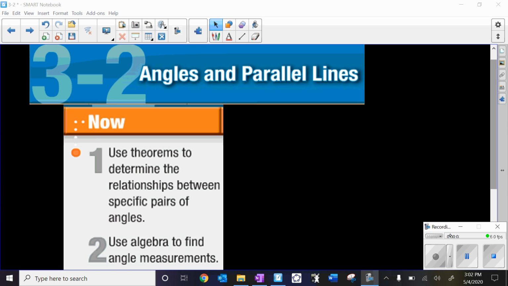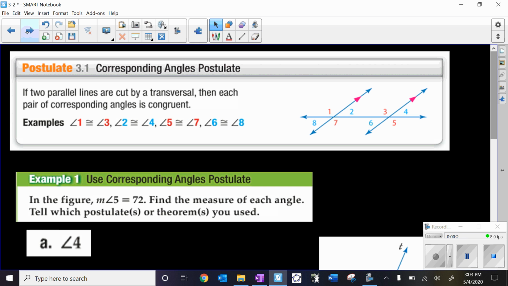In section 2, we're going to continue looking at our relationships like alternate interior angles, consecutive interior angles, alternate exteriors, and corresponding angles. But now those angles are actually going to be formed when we have parallel lines. And then we'll finish out with some algebra at the end. So first part, we're going to look at the corresponding angles postulate.